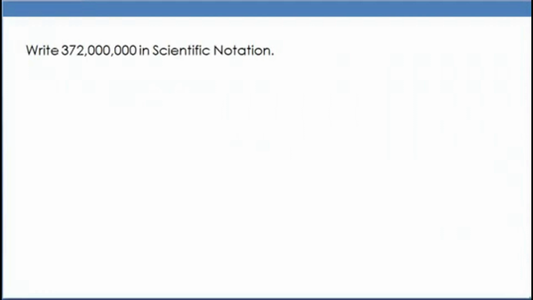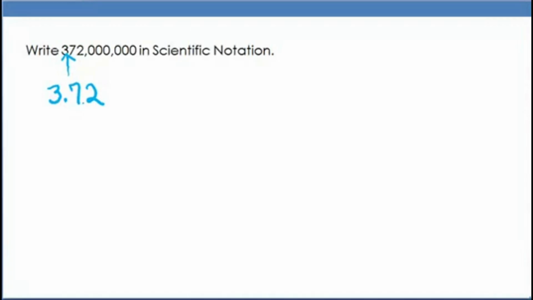Write 372 million in scientific notation. The first thing we have to do is choose the place for the decimal. The decimal has to go between the 3 and the 7. That will give us one non-zero digit on the left of the decimal, so a number that is between 1 and 10. That's the only place that the decimal can go.